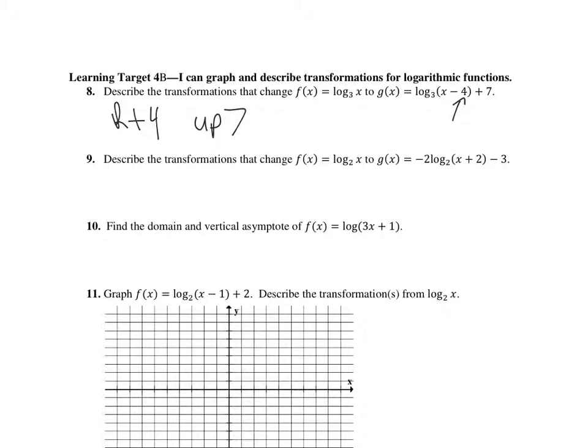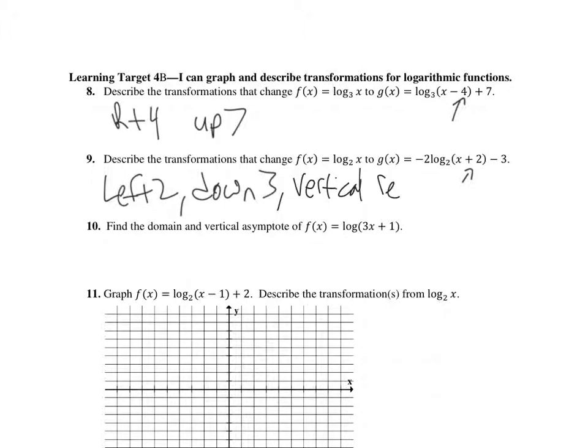Okay, the transformations here, we're going to go left 2, and we're going to go down 3 because of our negative 3 there. This is a vertical change. Outside is a vertical change, and so we got a vertical reflection and vertical stretch of 2. Okay.